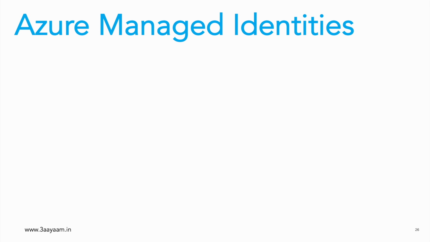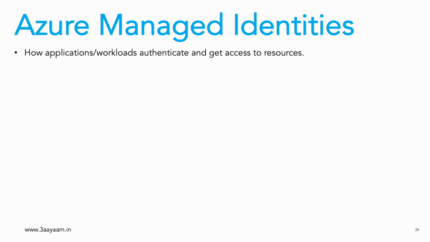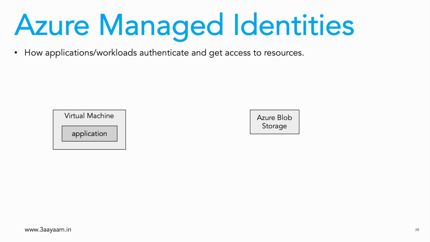What I mean by that is, what if you have applications or workloads which want to authenticate and get access to Azure resources? For example, let's say you have Azure Fabric and you want to read data from Azure Blob Storage or ADLS. How do you do that? Or let's say you have a virtual machine and there's an application inside of the virtual machine, and you have Azure Blob Storage and this application wants to access data which is stored in Azure Blob Storage.